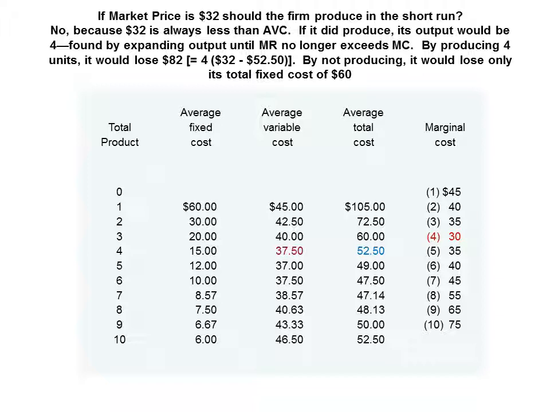So in this case, it's best for the firm to shut down. Now, remember, when the firm shuts down, they will not lose zero by doing nothing. They will lose fixed cost. So this firm's loss in the short run will be its fixed cost, $60. Quick review: because $32, the price in the market, has fallen below average variable cost at 4 units of output, shutting down is the best decision for the firm.